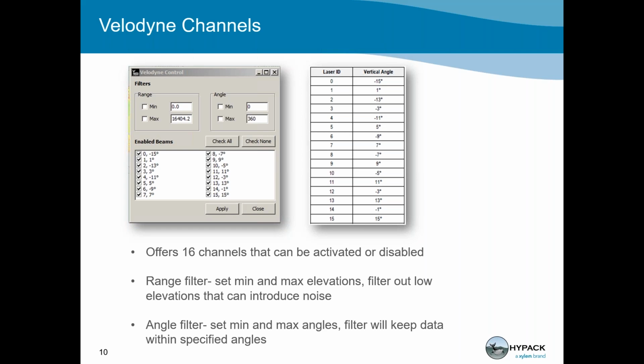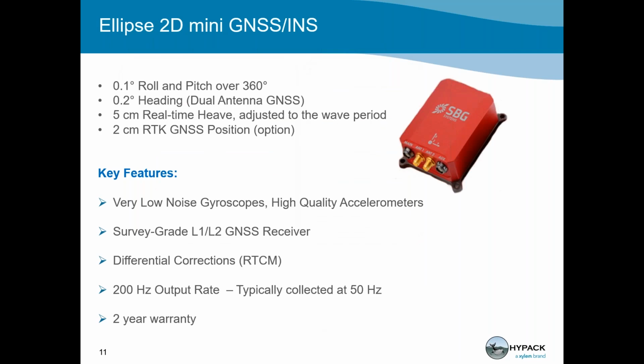We have a driver for the Velodyne in HYPACK. You can enable or disable all 16 channels. We usually like to operate a few channels around the center point of the system to get good data close to nadir. We have an angle and a range filter where you can set minimum and maximum elevations and filter out low elevations that can introduce noise, like if you're getting reflection off of a boat deck. We also have an angle filter, which keeps data within a specified angle set.